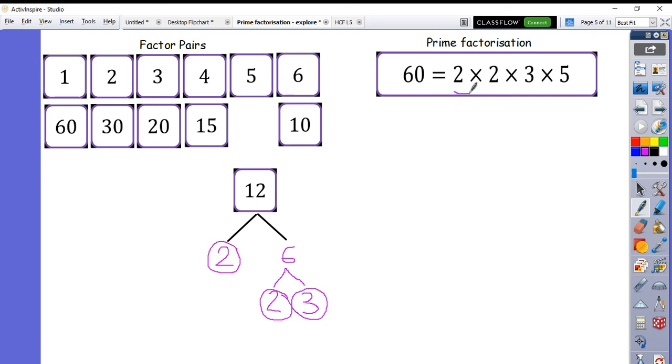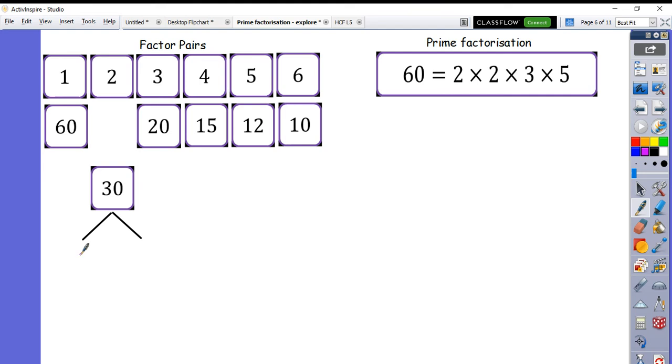And look, up here, 2 times 2 times 3. I wonder if that is always the case. If the prime factors of one of the factor pairs will always appear in the prime factors of 60. Let's have a look at another number.